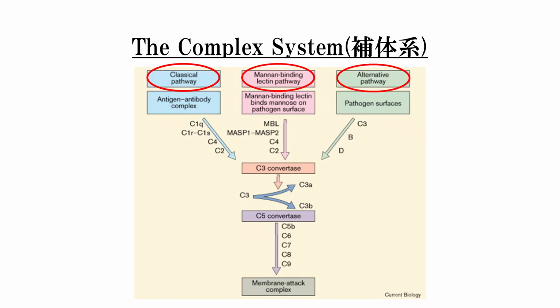There are three major pathways of complement system activation: the classical pathway, the lectin pathway, and the alternative pathway. These three pathways can all activate the terminal pathway. The MAC is formed during this terminal pathway.